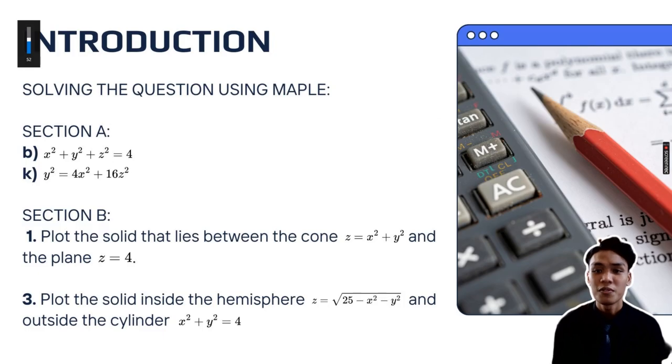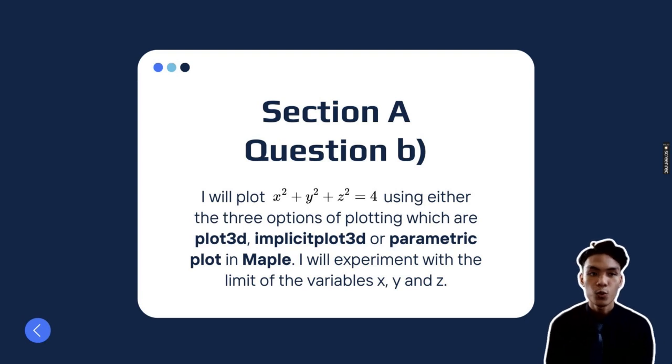So, in this video, I will solve the question using Maple. For section A, plotting the equation, and section B, plotting the solid, just like question 1. For section A, I choose question B, which is to plot x squared plus y squared plus z squared equals 4, and experiment with the variable limits.